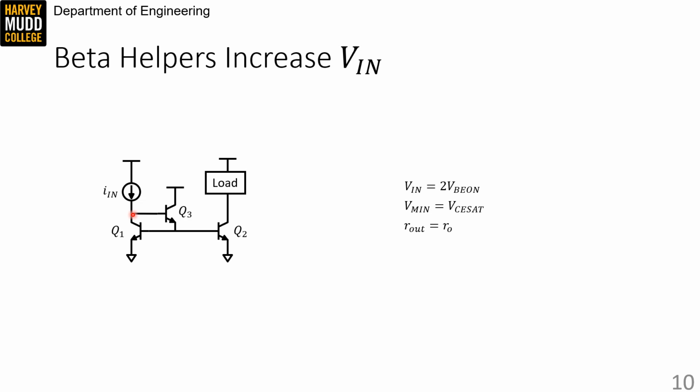Vmin is still VCE sat, because lowering this voltage only really affects Q2, and we just need to make sure that Q2 stays out of saturation. R out is still RO because the output of this mirror still sees just RO connected to ground through Q2.